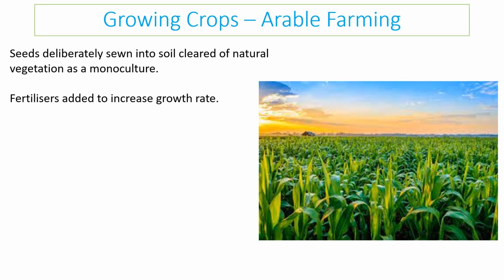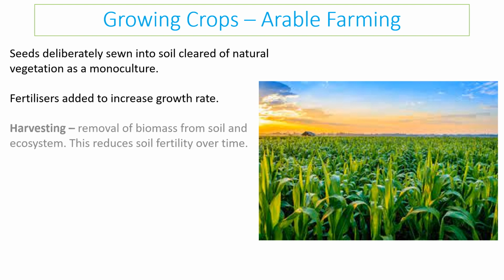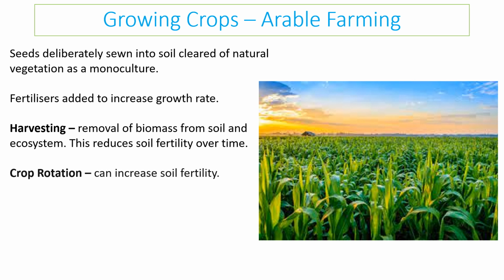Fertilizers can then be added, which obviously increases the growth rate. And harvesting can happen, which is the removal of biomass from the soil, and over time that reduces the soil fertility because the plants aren't decomposing, and therefore they're not returning the nutrients back into the soil. So that's one of the reasons we have to use the fertilizers. Crop rotation can be used to increase soil fertility.